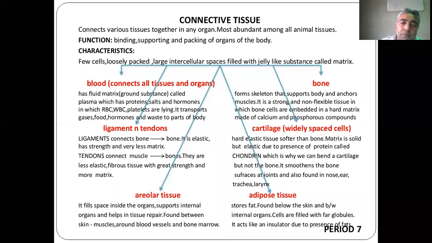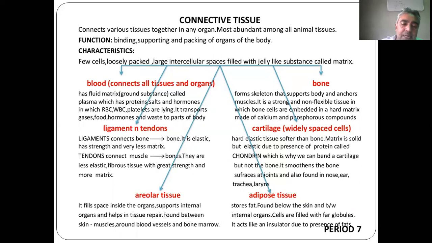Connective tissue: first, blood, which connects all the tissues and organs. Why is blood called fluid connective tissue? This question is also given in the recap. It has a fluid matrix, a ground substance called plasma, which has protein, salts, and hormones, in which RBC and WBC are lying. It transports gases, food, hormones, and waste to parts of the body.